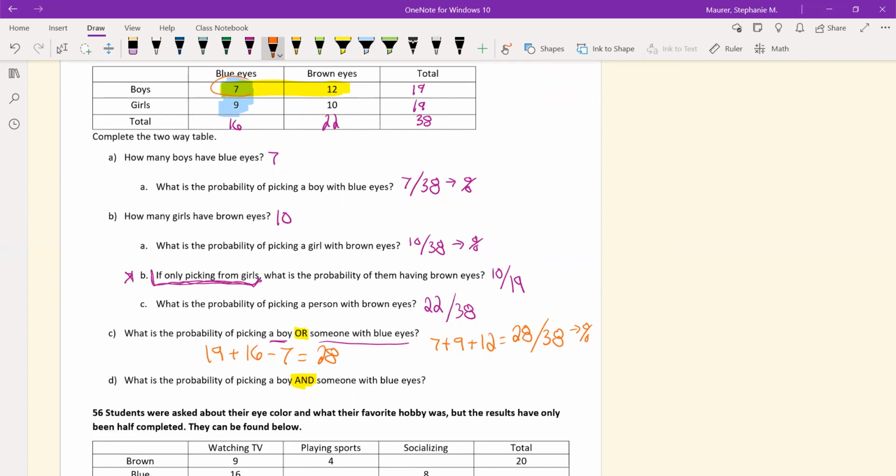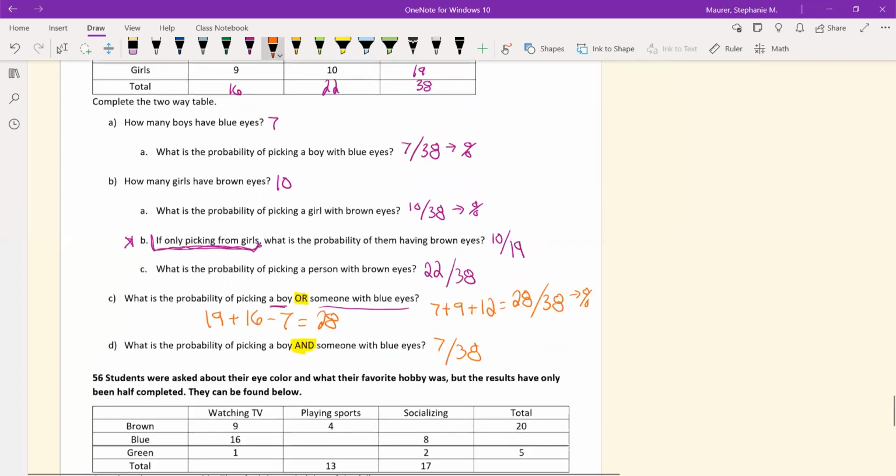And here, we kind of talked about this in the last one, there's your overlap, which means I want those 7 boys with blue eyes. That's my overlap. Now, could you have figured that out without coloring in? You could have just been like, okay, they want to pick a boy and blue eyes. So somebody that's a boy and has blue eyes. Well, here's the 7 boys that have blue eyes. So 7 out of 38. But I think the color coordinating like we did yesterday does tend to help. So let's go ahead and move on here.